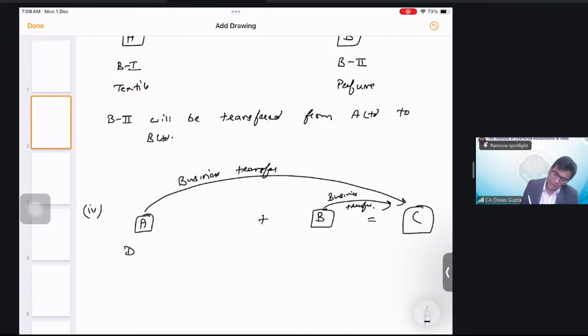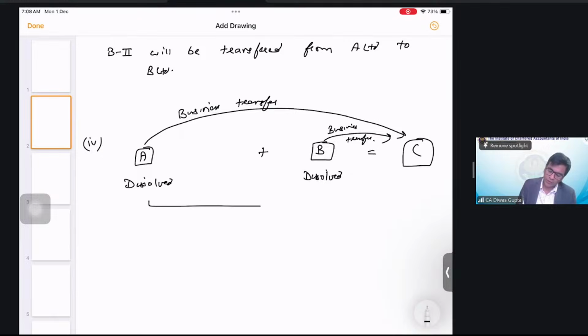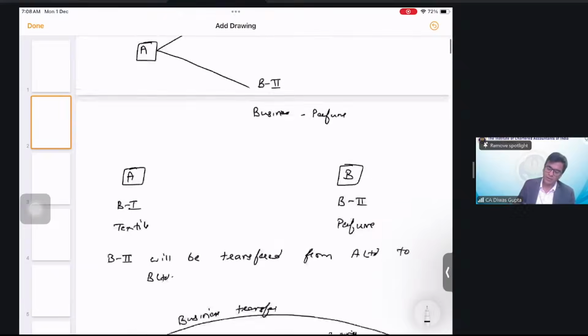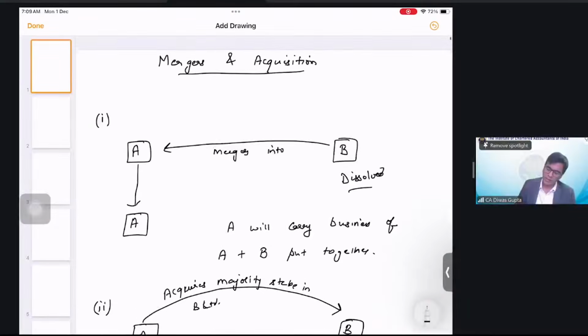So A will also be dissolved, and B will also be dissolved. Clear? And both of them will lead to merger. Okay.